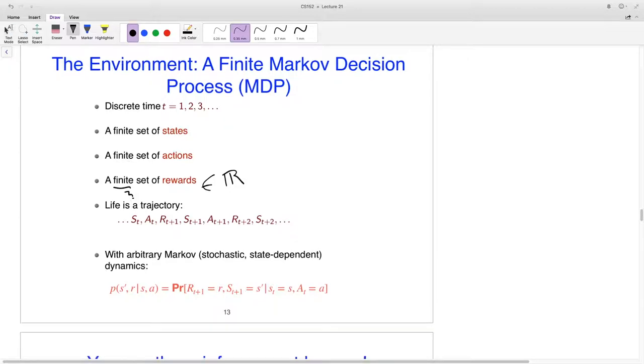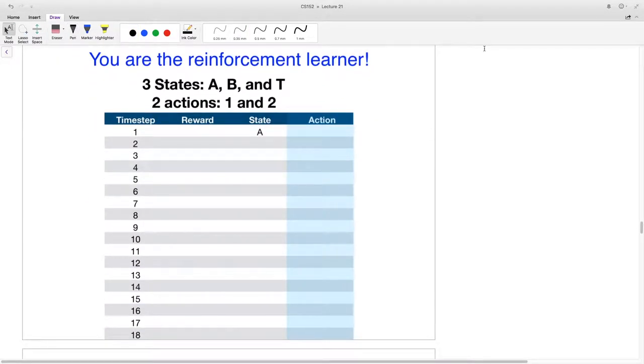All right, so we're going to do a game. You guys are the reinforcement learner. I am the environment. And I have two things of interest here.